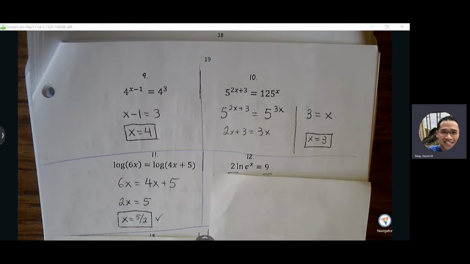All right, number 12, 2 natural log of e to the x equals 9. What should we do first? Say it again? Divide by 2. Yeah, let's divide by 2 first. Get that out of the way, and then we can worry about the x.